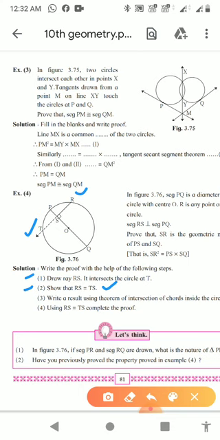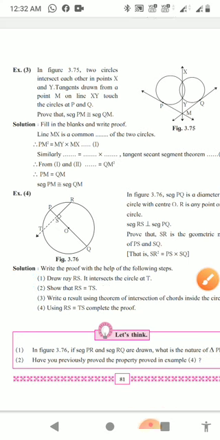But in a simple way we can say that points T and R, which lie on the circle, are equidistant from point S, because point S lies on the diameter of the circle. So in a simple way you can write RS equals TS. Now the third step is given.